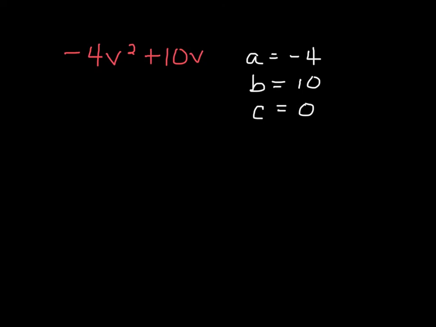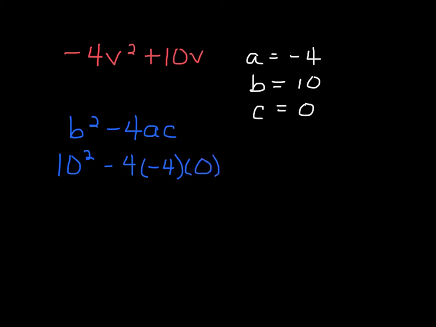All right, let's calculate b squared minus 4ac. b squared is 10 squared minus 4 times negative 4 times 0. Well, anything times 0 is going to be 0. 10 squared is 100 minus 0 gives us 100 for our discriminant.